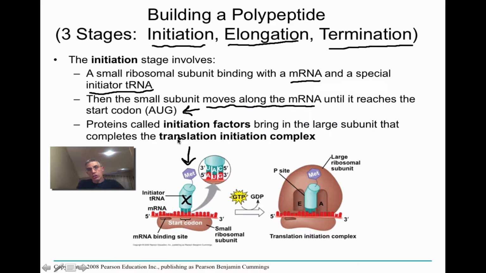So once it's reached the AUG codon, proteins called initiation factors are going to bring in the large subunit, you can see this over here on the right, that is going to complete what we call the translation initiation complex. And so what that simply means is that the ribosome has been completed, and now we can continue building our polypeptide chain.